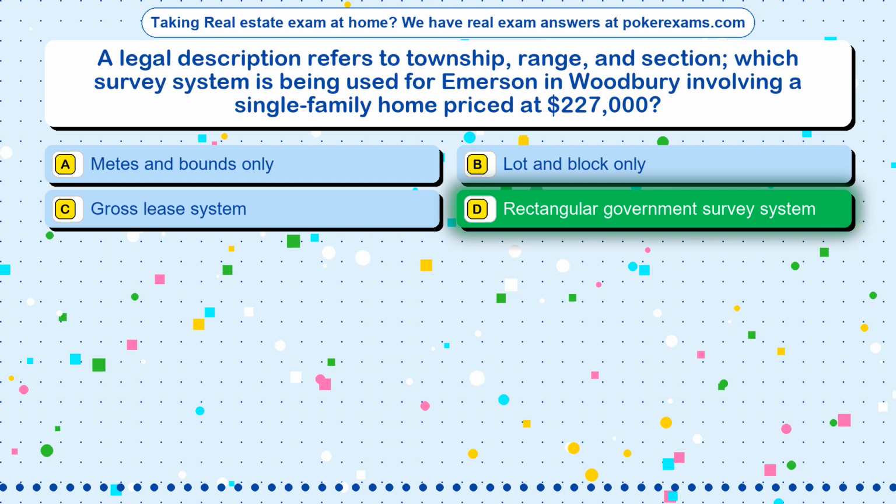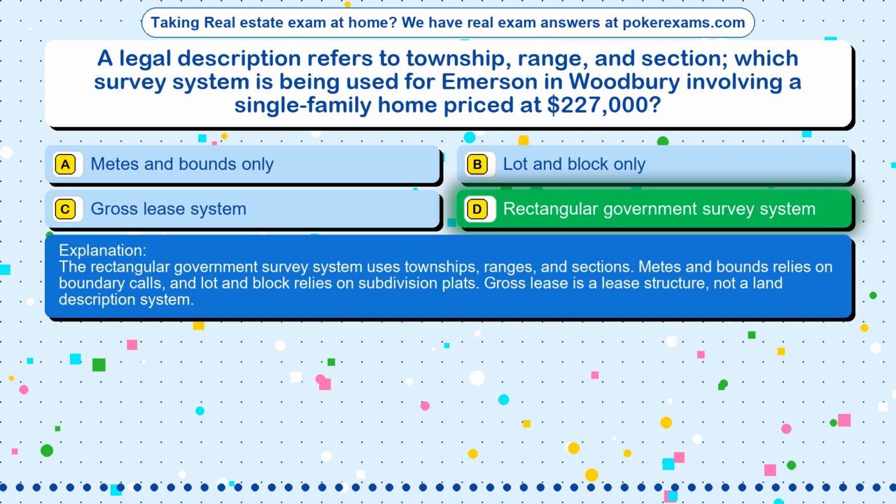The correct answer is option D. Rectangular government survey system. The rectangular government survey system uses townships, ranges, and sections. Metes and bounds relies on boundary calls, and lot and block relies on subdivision plats. Gross lease is a lease structure, not a land description system.